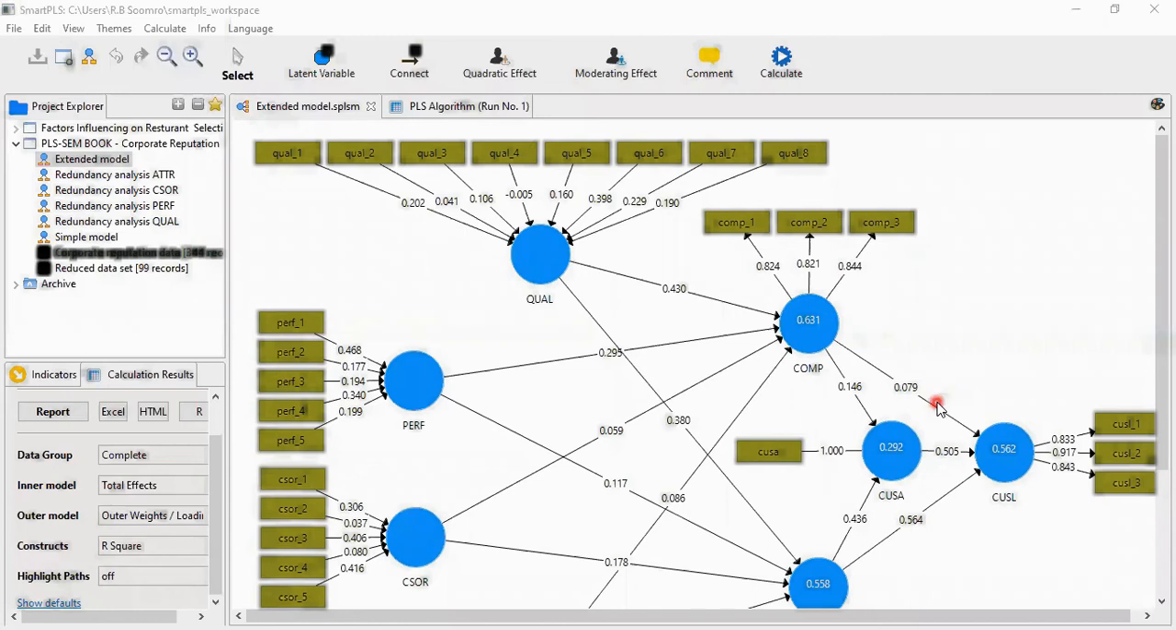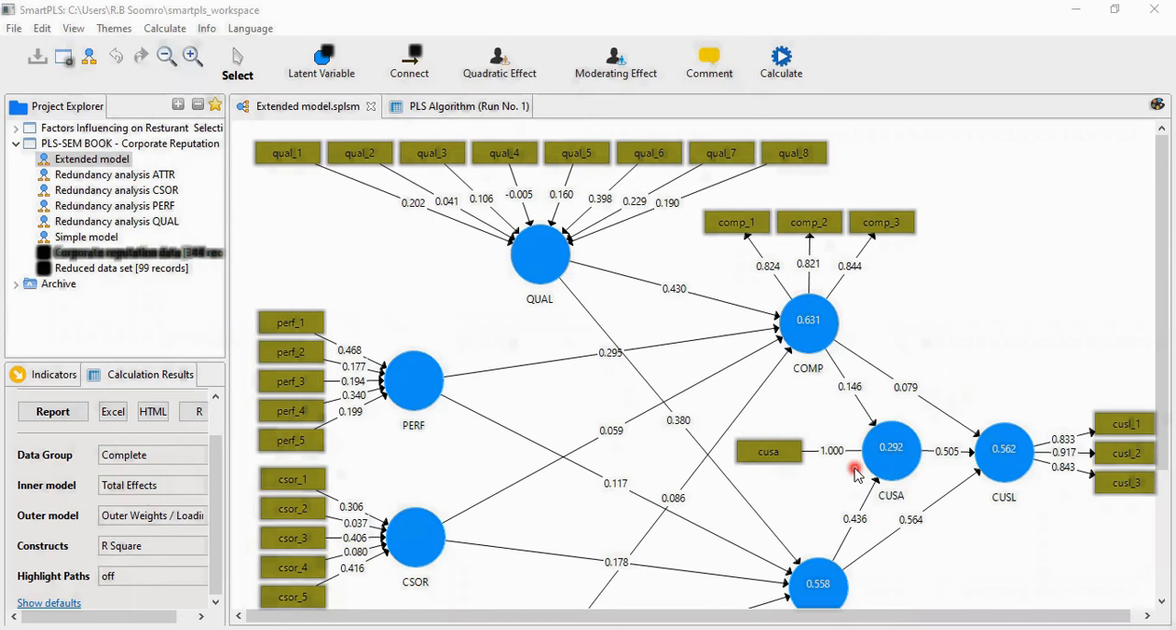One more reason is that if you include more independent variables, then you see that the R square will increase. So the value of the R square also depends on the number of indicators. The higher the number of indicators, probably the higher the value of R square. The lower the number of indicators, the lower the value of R square.